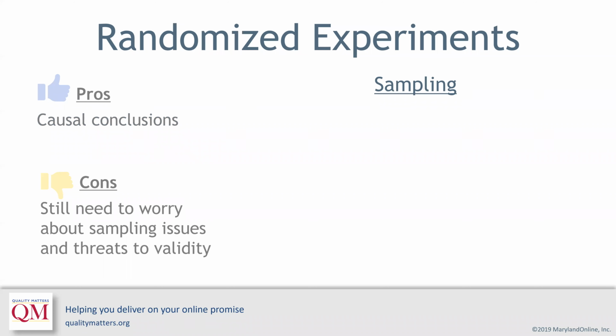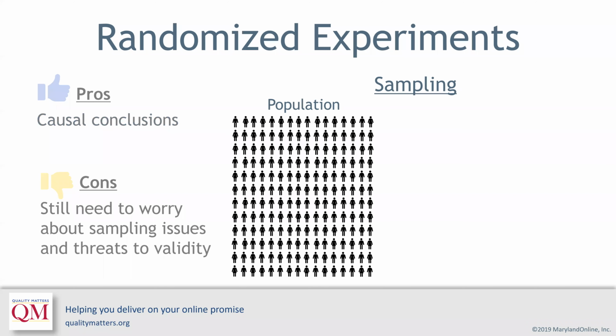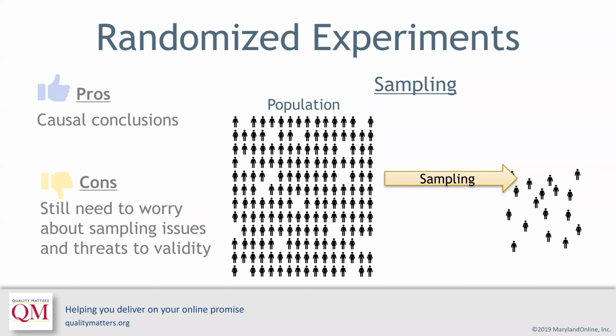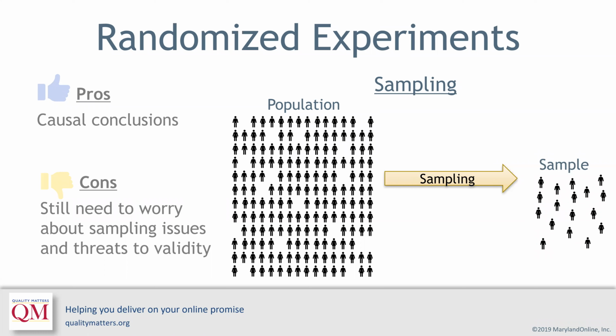Sampling refers to how your sample is taken from your intended population. So how do you go from this population of all of the individuals you're interested in learning something about to the smaller sample that you can actually collect your data from? There are many different ways to do this. In fact, the statistics department at Penn State has a full graduate level course just on sampling because it's such an important part of designing research studies.